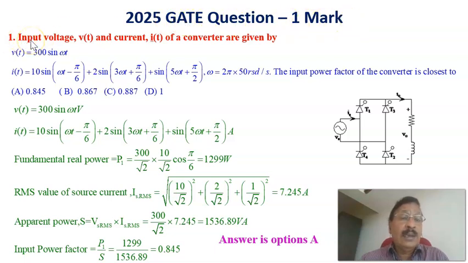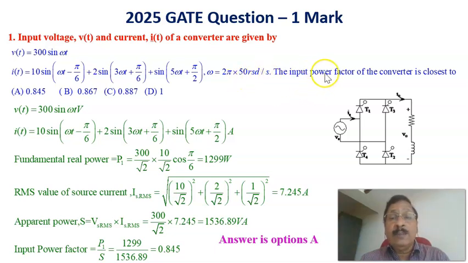First question: the input voltage vt and the current it of a converter are given by vt equal to 300 sin omega t, and the current it is not purely sinusoidal, it contains third harmonic and fifth harmonic apart from the fundamental: it equal to 10 sin(omega t minus pi by 6) plus 2 sin(3 omega t plus pi by 6) plus sin(5 omega t plus pi by 2). This is the fundamental component, this is the third harmonic component, and this is the fifth harmonic component, where omega equal to 2 pi into 50 radians per second.